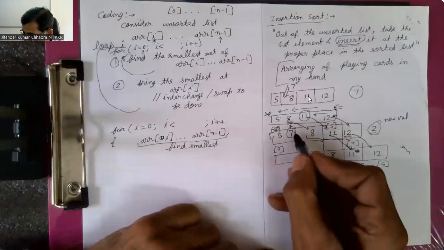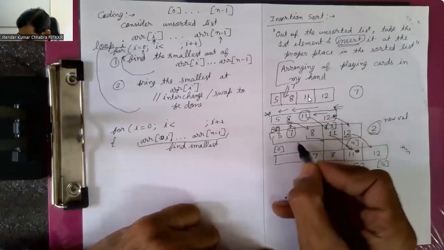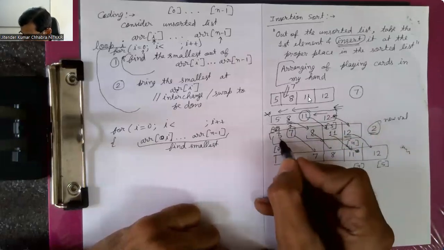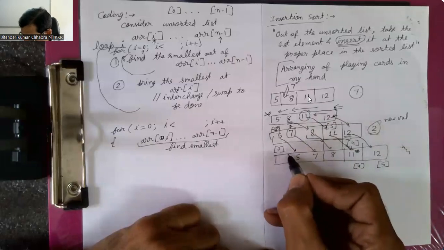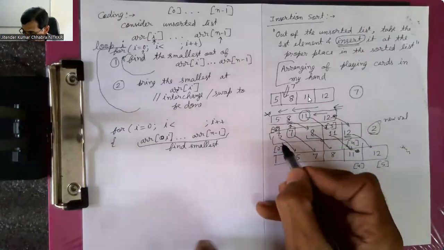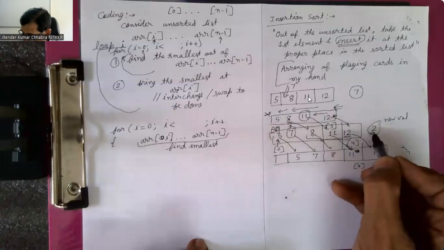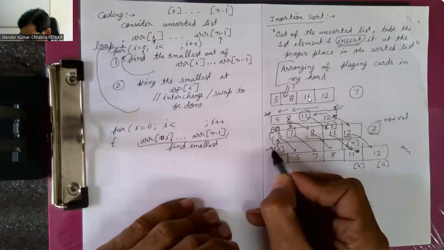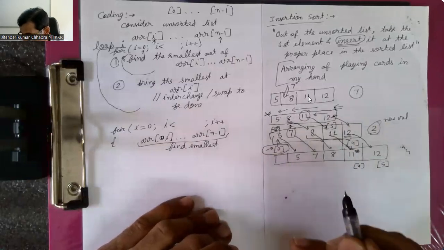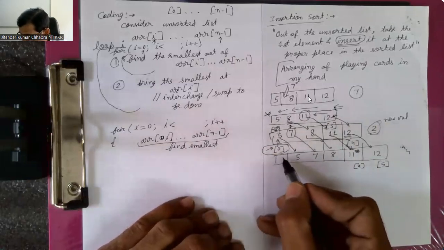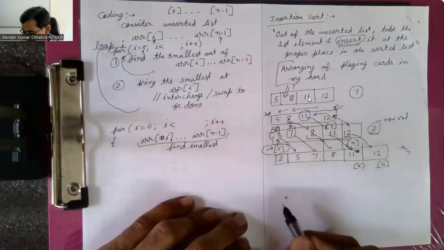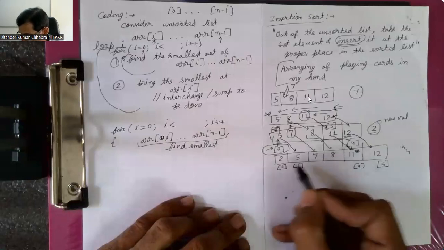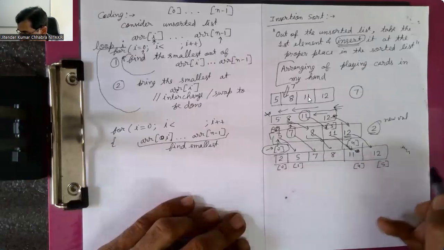7 is also bigger than 2, so 7 also shifted. Everyone is getting shifted. 5 versus 2. 5 also shifted. Now, once you have reached the 0th index and that is also shifted, no further comparison is needed. This point has to be stopped. No further comparison, and automatically 2 will be inserted here. So now I have my elements as 2, 5, 7, 8, 11, 12.